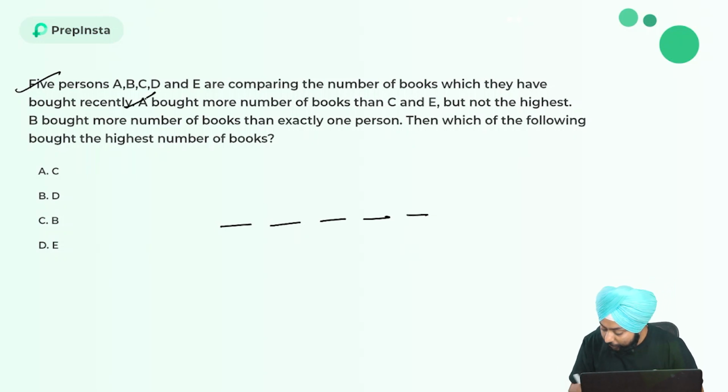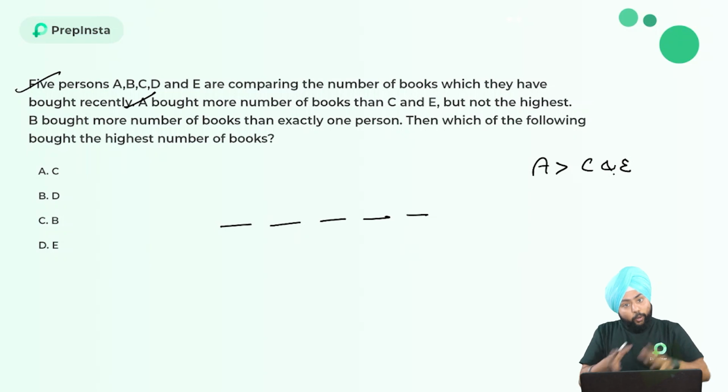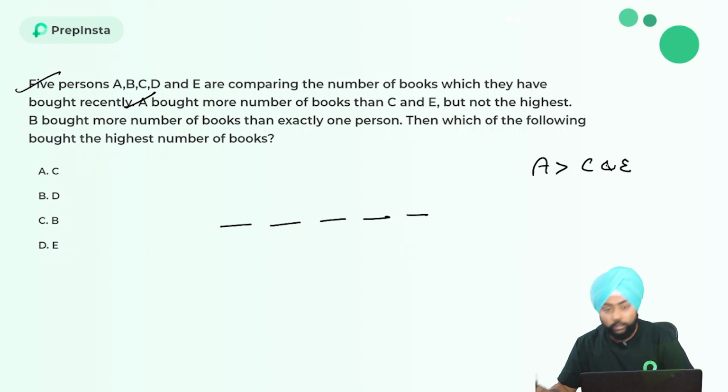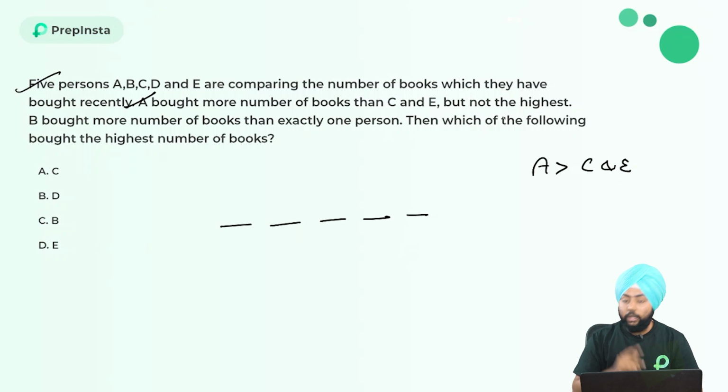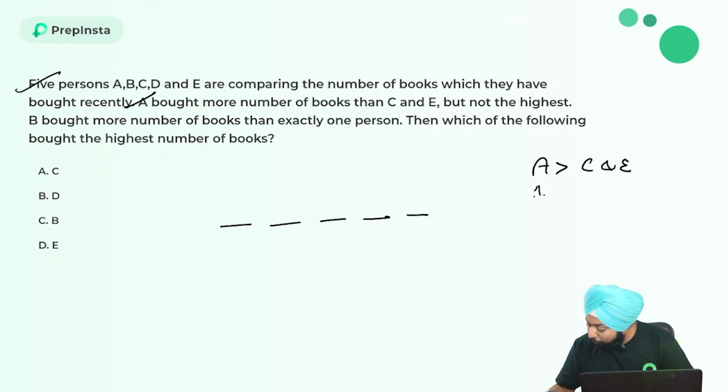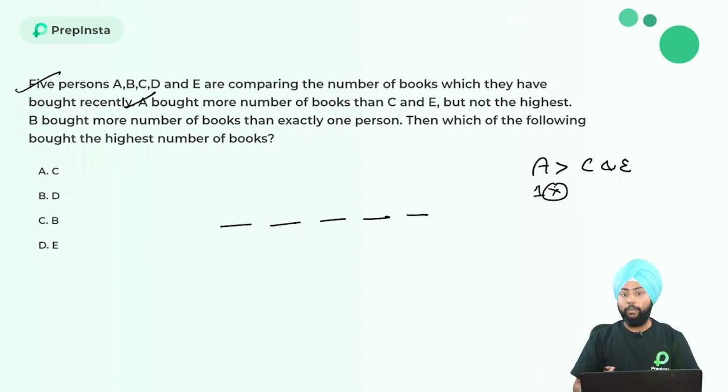Let's see. A bought more number of books than C and E. So let's write this data. I know A bought more number of books than C and E, but among C and E, I don't know who has more number of books. But this much data I know till now. Second, but not the highest. So A is not having the highest number of books, meaning A cannot be at the first position.